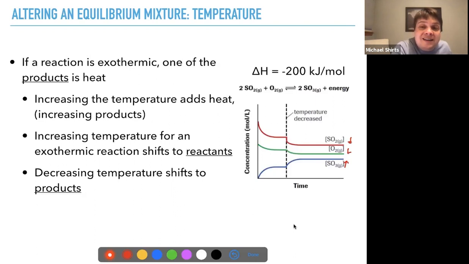So the key to this is to just look: is it exothermic or endothermic? Figure out whether the thermal energy being put in is a reactant or a product, and then do that.